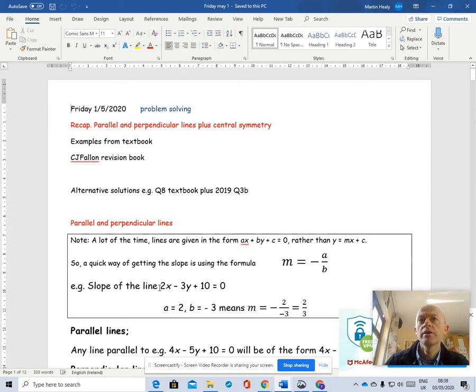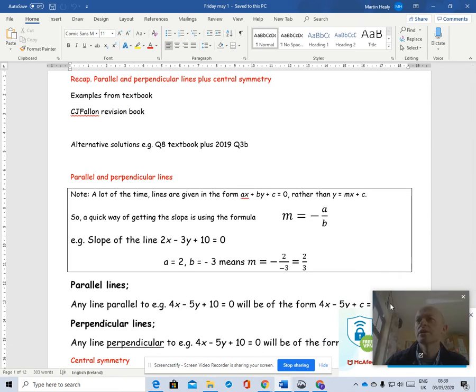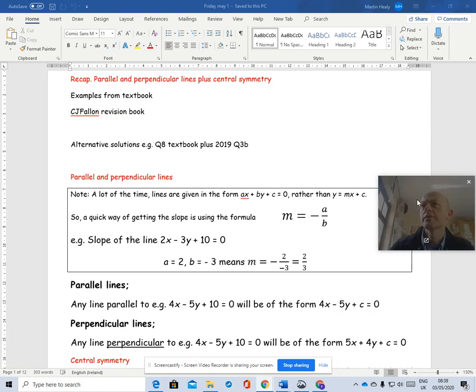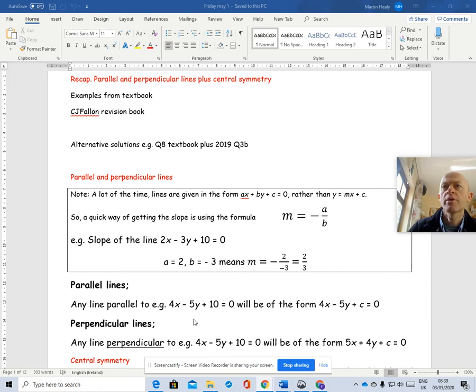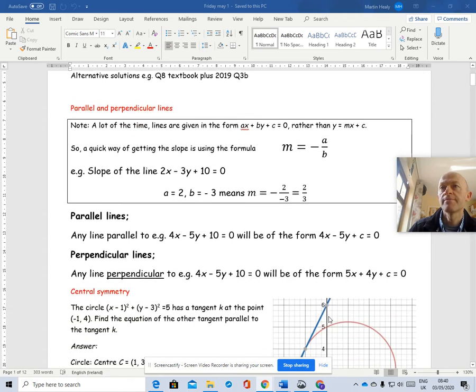So if you have a line 2x minus 3y plus 10 equals 0, put a over b and change the sign. If you look at that carefully, you get a slope of 2/3. Any line parallel to the line, for example, 4x minus 5y plus 10 equals 0, would be of the form 4x minus 5y plus c. Sometimes that's useful. If you want to get the perpendicular line, swap the 5 and 4 around and change the sign of the y. It would be of that form there.